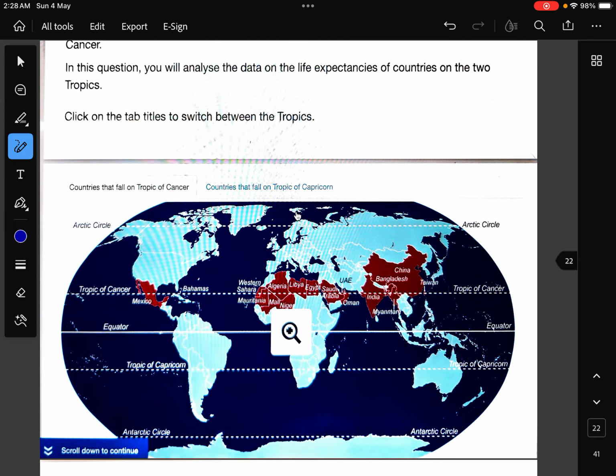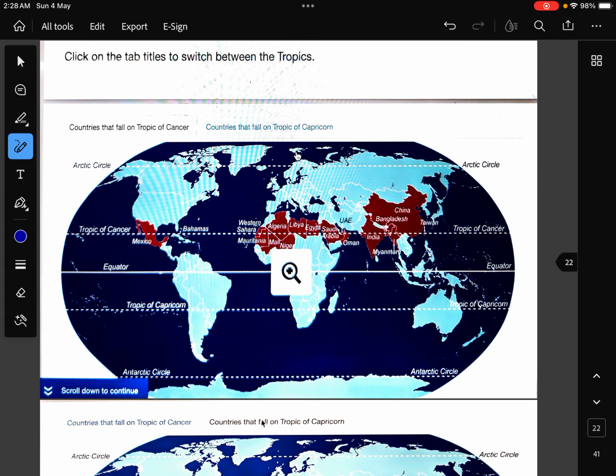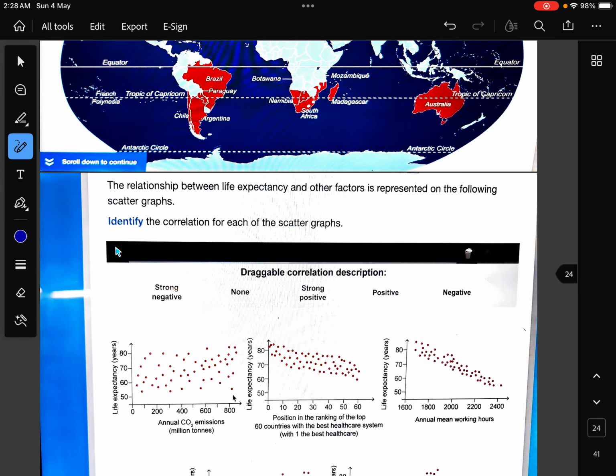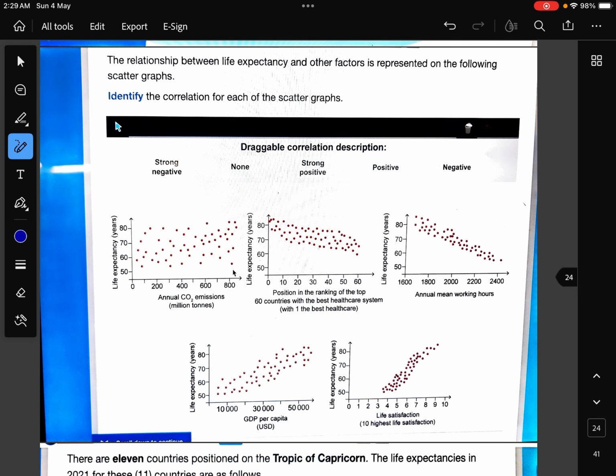So obviously from this little visual you can see which countries lie in the Tropic of Cancer, and the same thing goes with the following part, where you could see the countries that are on the Tropic of Capricorn in this case, such as Brazil, Paraguay, and so on. Now what this question does is that it shows some scattergraphs that show the relationship between life expectancy and the other factors.